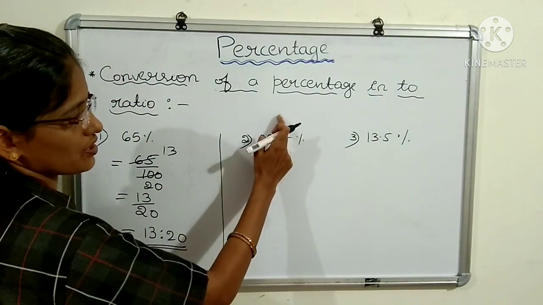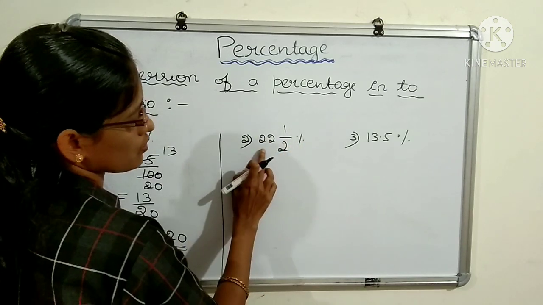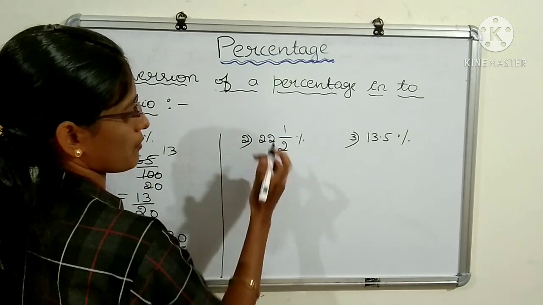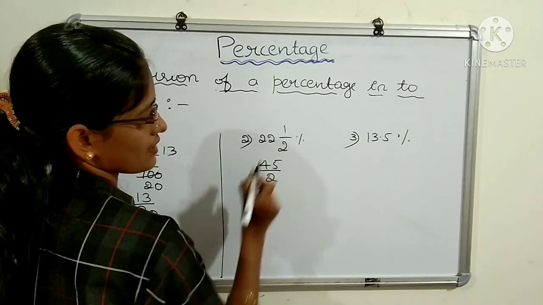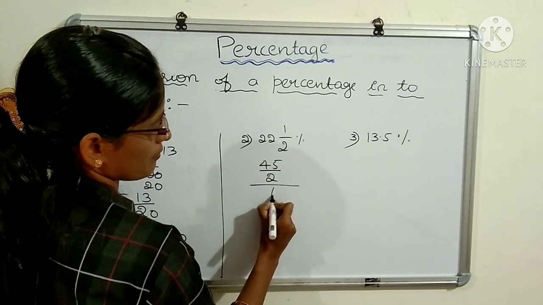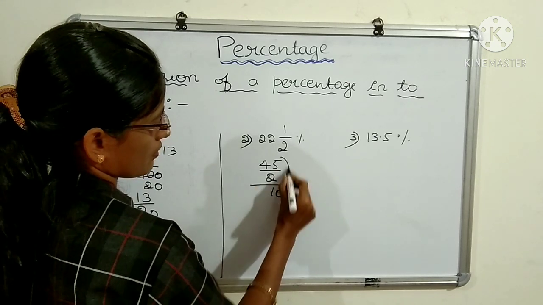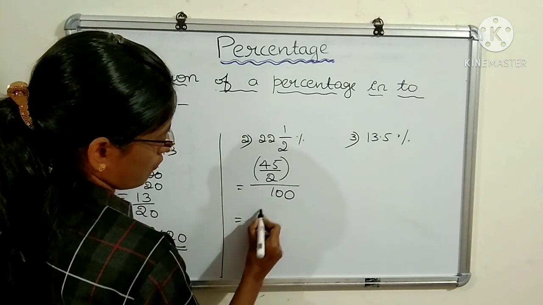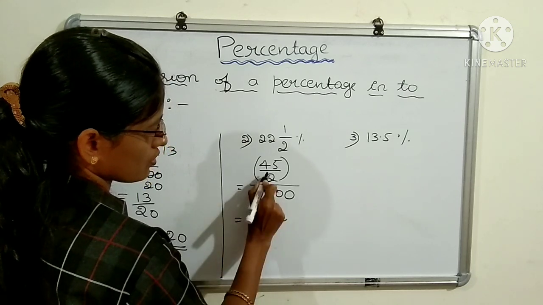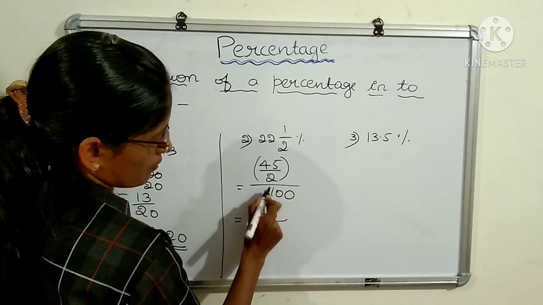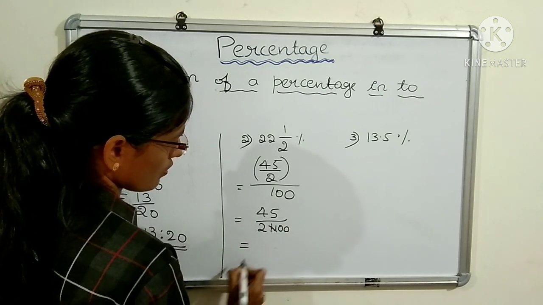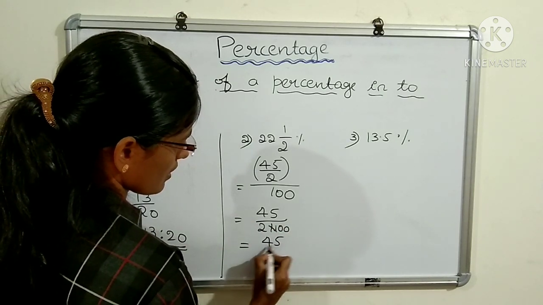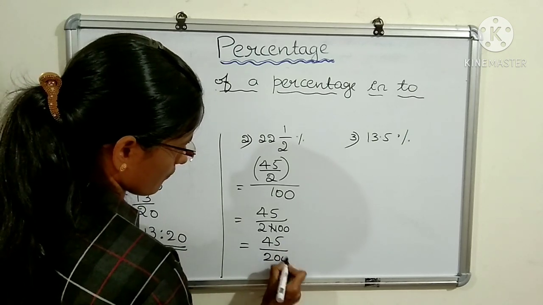The second one, 22 1 by 2 percentage. This mixed fraction convert to improper. 22 2s are 44 plus 1, 45 by 2. Percentage you have to remove. Divided by 100. Next what? 45 by 2. 2 goes to denominator. Here down, 2 into 100. So here 45 by 200.